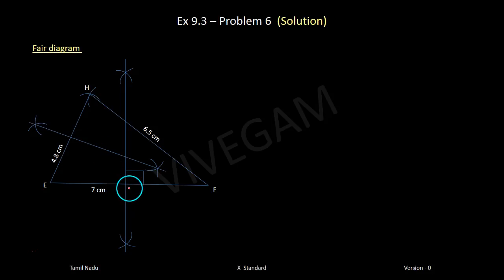Okay, how do you draw a perpendicular bisector? With E as a center and a radius which is more than half of EF. EF is 7, so half of EF is 3.5. So let's say a radius of 4 cm. With E as a center and 4 centimeters radius, draw one arc above E and below E.